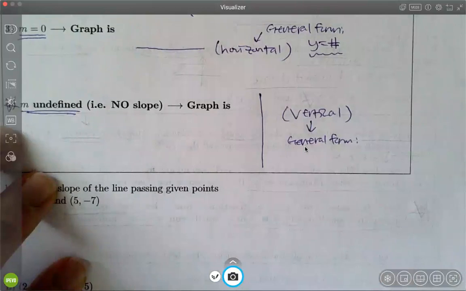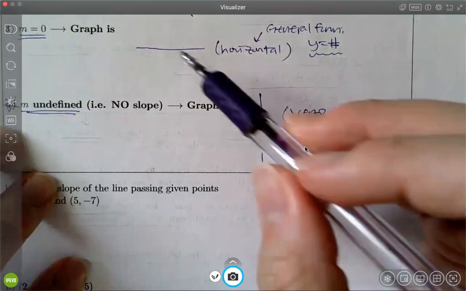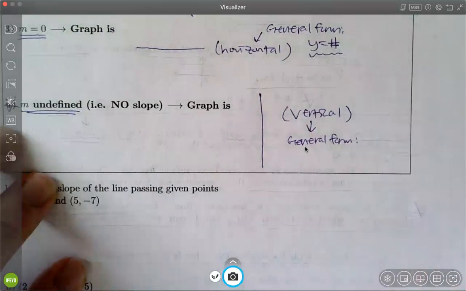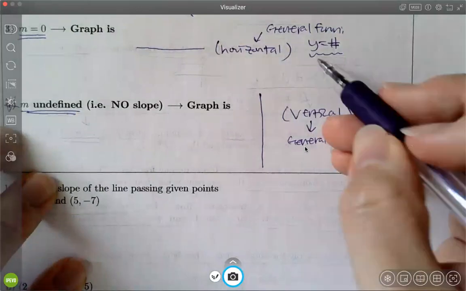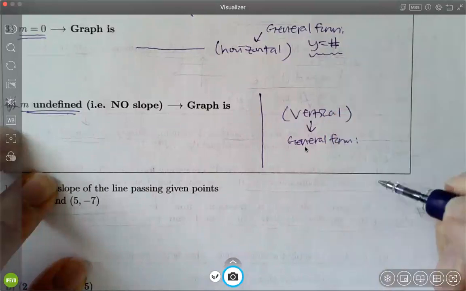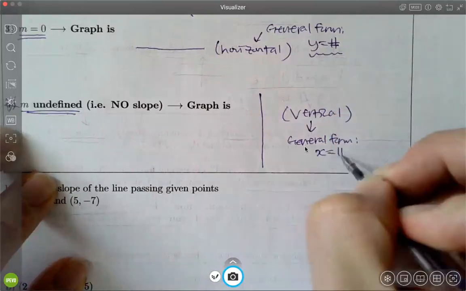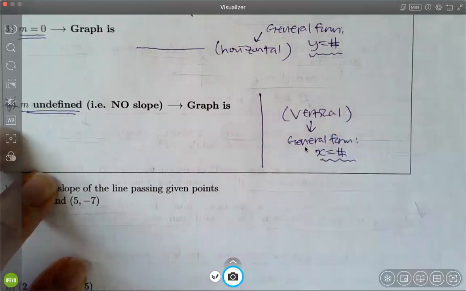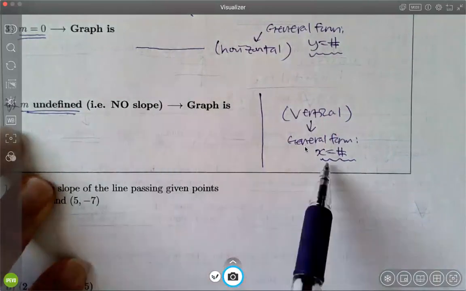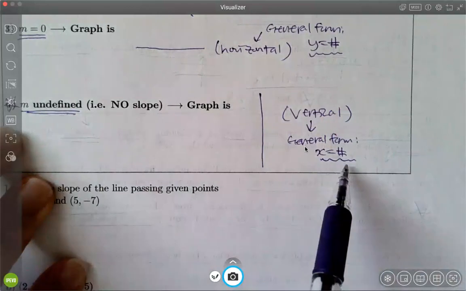So the horizontal line and the vertical line are opposites. So I guess you have to think, what is the opposite of that? Is it just y equals m? No. Well, so what's the opposite of y? x. Yeah, so x equals the number. Okay. So y equals the number, which means there's no x. That's the horizontal line. And x equals the number, which means there's no y. That's the vertical line. Okay.